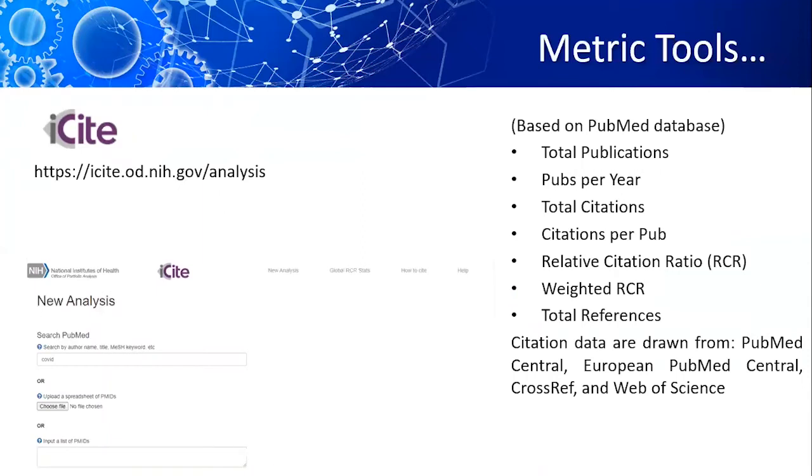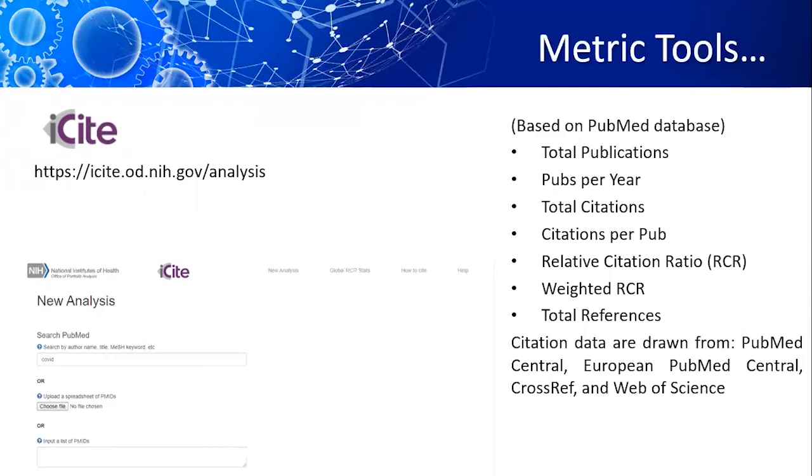And now I am moving to the next metric tool, that is iCite. That is a new analysis by PubMed. This uses the PubMed database only. Here you can use this iCite tool to find out the total number of publications and to generate the report for publications per year, total number of citations, and the citations per publication, and relative citation ratio, that is called RCR, that also you can find here.